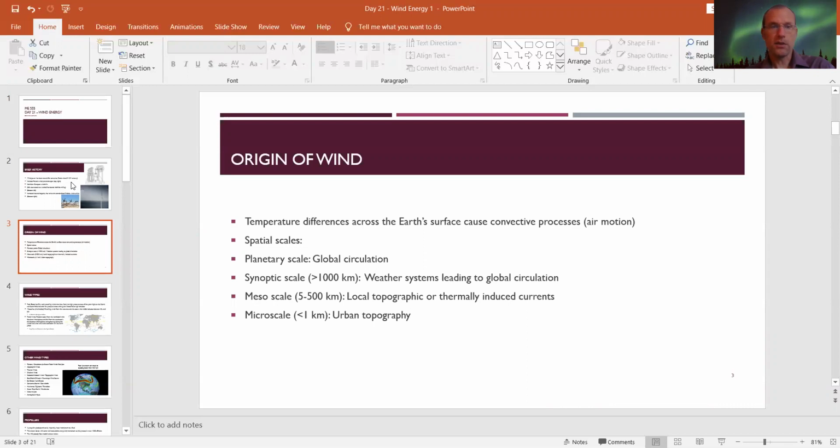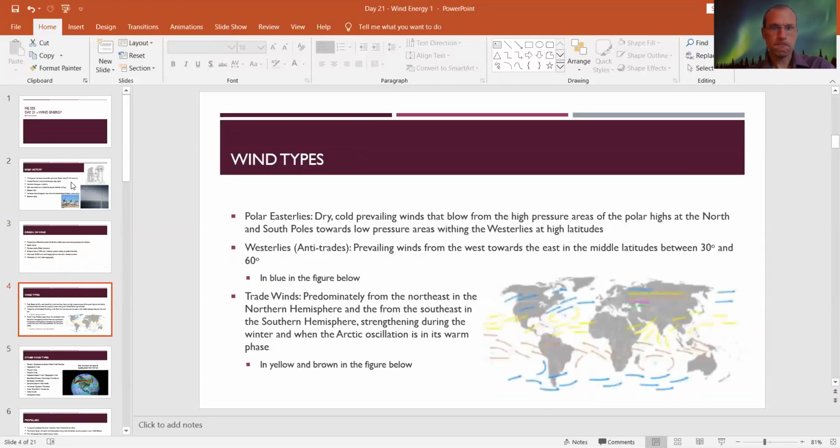And so there are a lot of different scales of wind motion. The planetary scale, so going around the entire planet. Synoptic, kind of more at a state of California type of level. Mesoscale is kind of more of a city level, and then microscale is going around buildings and things of that nature.